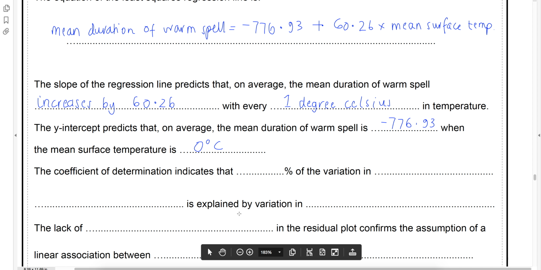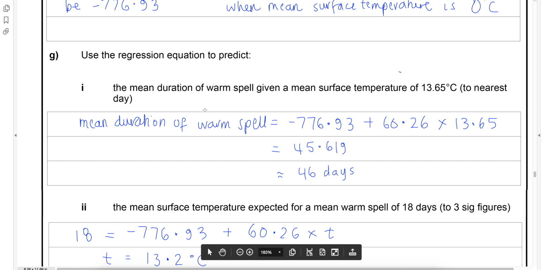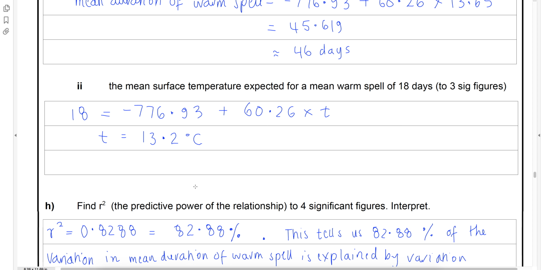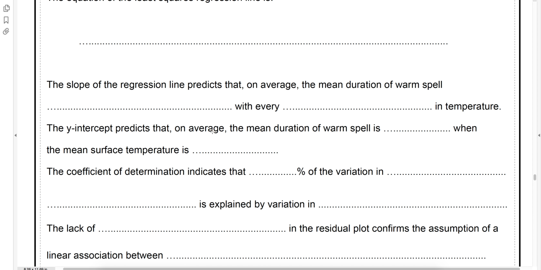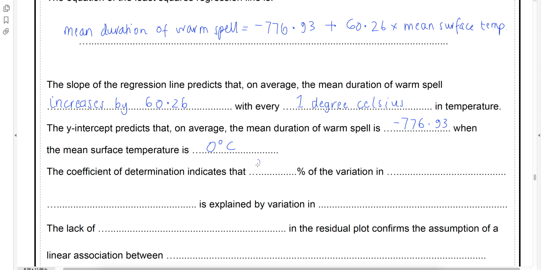The coefficient of determination indicates that, okay, what was our percentage again? It was 80, where is it? Down here, 82.88. So we put that in our report here, 82.88% of the variation in, and this is mean duration of warm spell, the RV, is explained by variation in mean temperature or mean surface temperature.